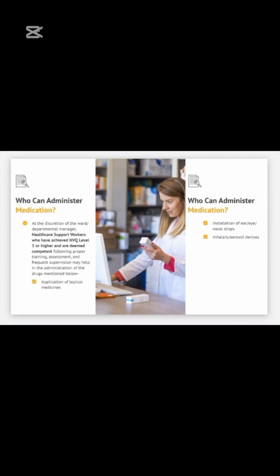At the discretion of the ward or departmental manager, healthcare support workers who have achieved NVQ Level 3 or higher and are deemed competent following proper training, assessment, and frequent supervision may help in the administration of the drugs mentioned below. Application of topical medicines. Instillation of ear, eye or nasal drops. Inhalers or aerosol devices. Oral medicines excluding controlled drugs. Epileptic fit rescue medicine, Children's Division only. Oxygen, Children's Division only.